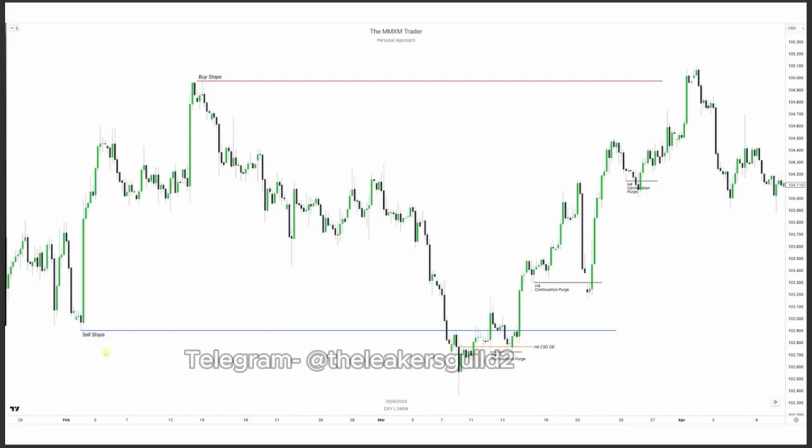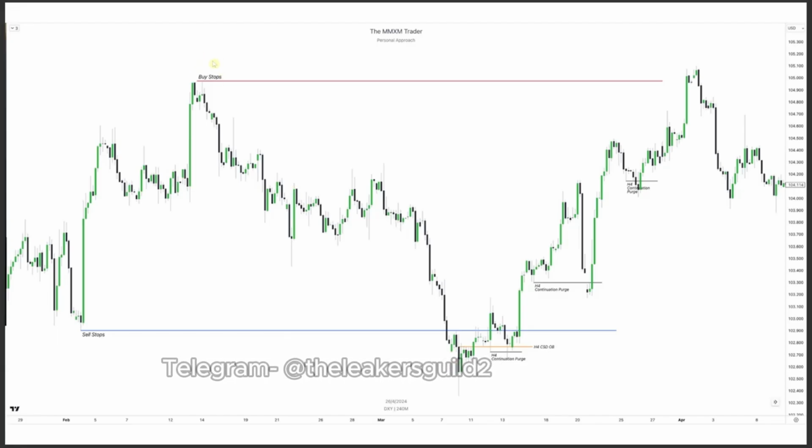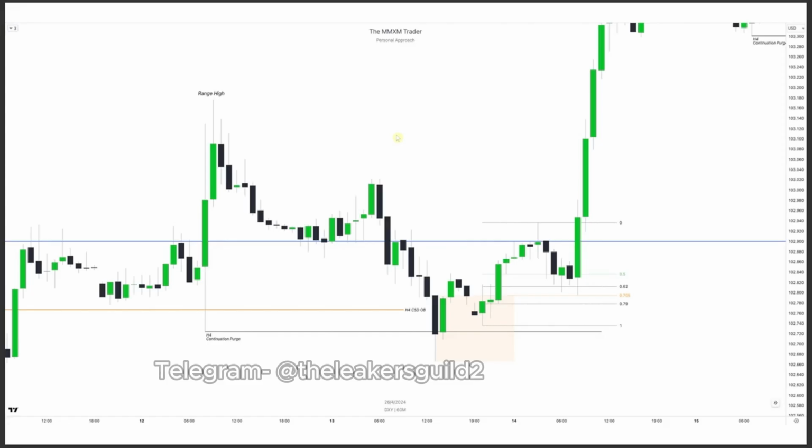So on the monthly time frame, sell stops are being accumulated down here, right? And we want to pair it up with the buy stops resting above that range high. So we're zooming in a little bit further, like the 1 hour chart over here.